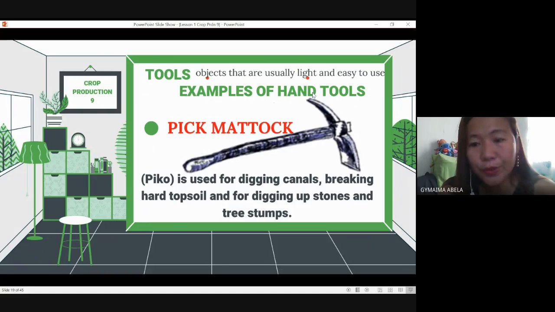As you observe in the picture, it has two sides. The other end is pointed, while the other end is flattened. This tool is used for digging canals. The pointed one is used for digging up stones and tree stumps, and the flat end is used for breaking the hard topsoil.